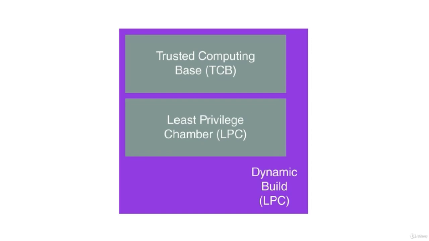The Windows Phone 8 security model is based on the concept of least privilege, and as such, every application on a device is running inside one of two distinct security chambers. In the Windows Phone 8 and 8.1 security architecture, the two chambers are the least privilege chamber and the trusted computing base.